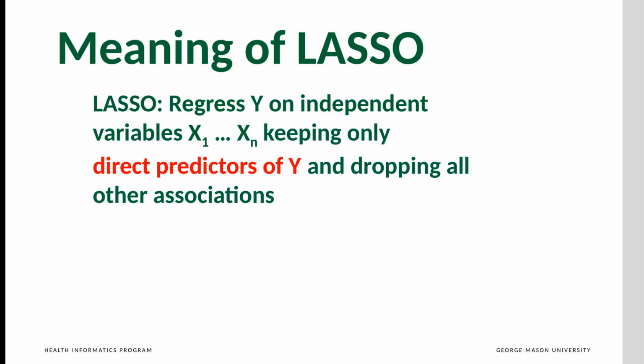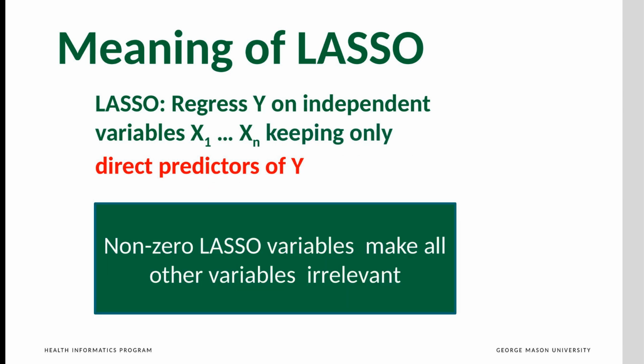So what does LASSO do for us? It helps us select a set of direct predictors of y. The ignored variables can still be correlated to y, but not when the selected variables are present. LASSO keeps only the direct predictors of y. These direct predictors, also called non-zero predictors, make all other variables irrelevant.